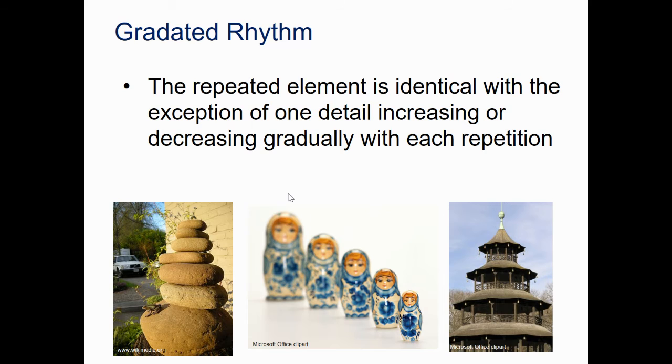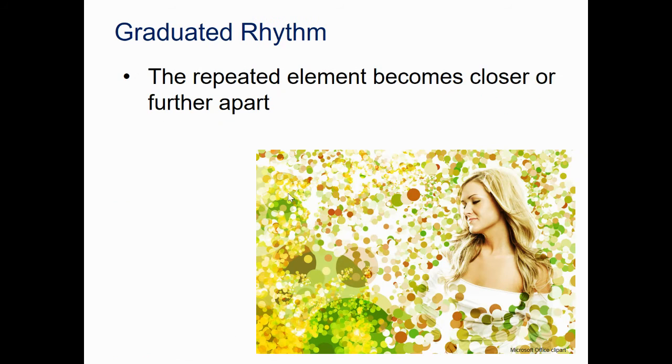Next up, we've got gradated. So gradated is the same element, but different sizes. So repeating and getting smaller or repeating and getting bigger. That's kind of the biggest deal with gradated. And then the last one we've got is graduated rhythm. Repeated element is getting closer or further apart. So you've got these dots here are further apart here, but they get closer down in the corners and up in this corner.